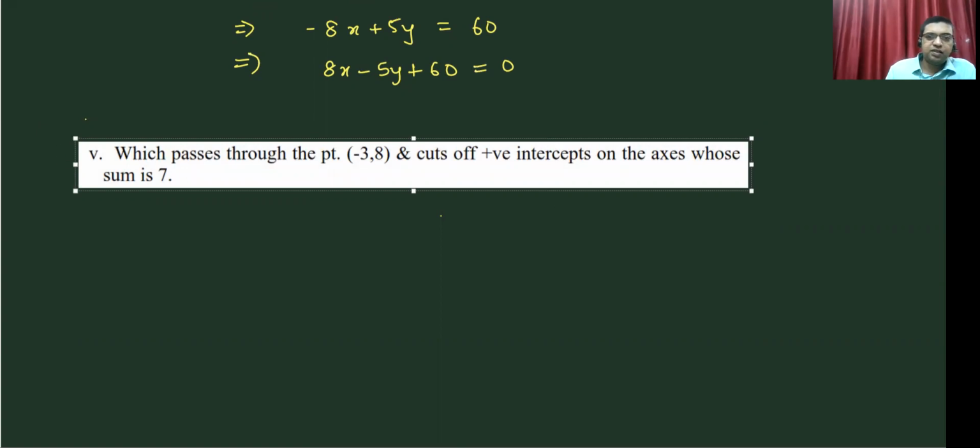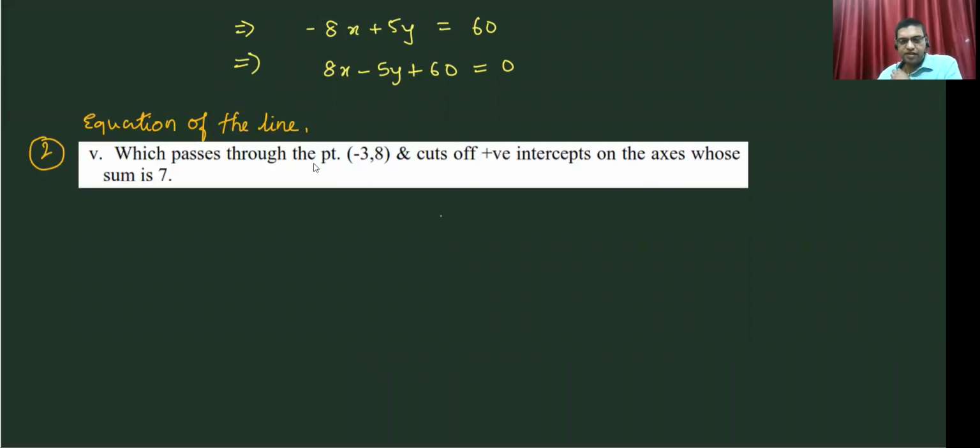So this is the second problem for today. We have to find the equation of the line which passes through the point (-3, 8) and cuts off positive intercepts on the axes whose sum is 7.